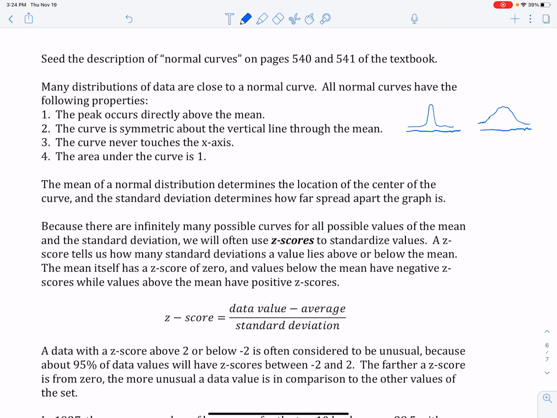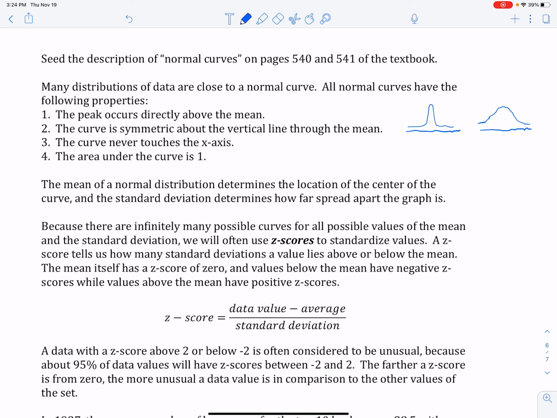The only things I expect you to know about normal curves are that the mean of the distribution tells you where the center of the curve is. Whatever kind of curve you have, whether it's one that's skinnier or spread out a little bit more, you always have the mean in the center. The mean determines where the middle of your graph is.